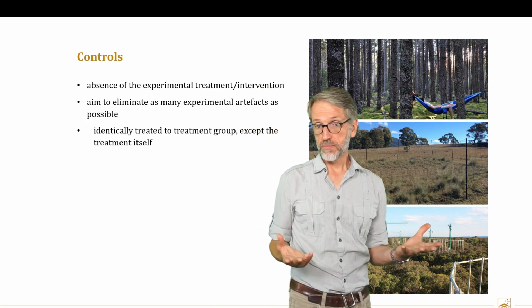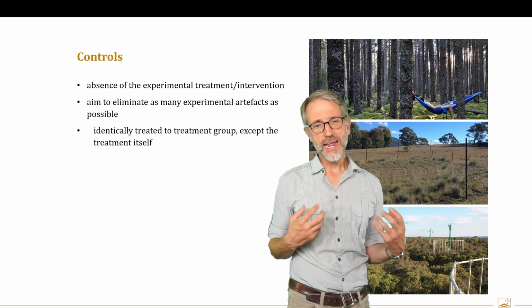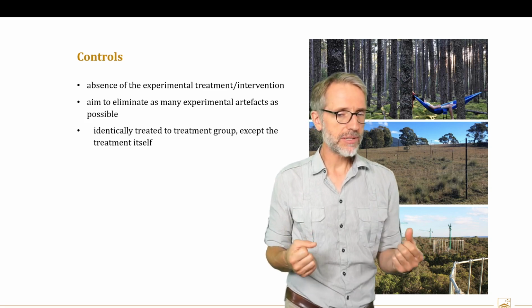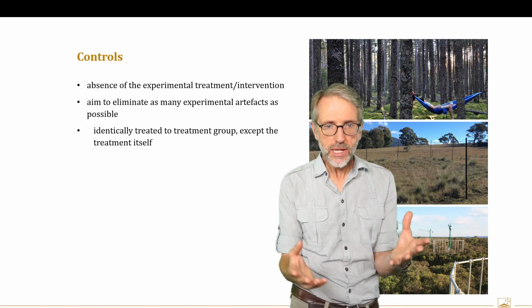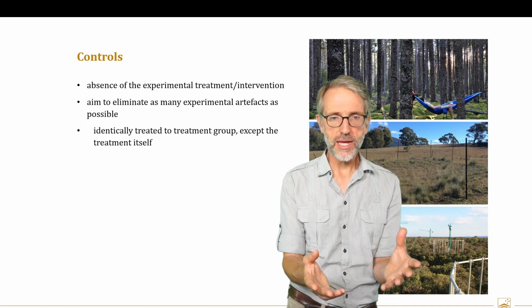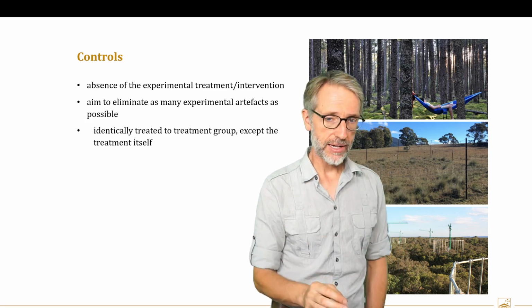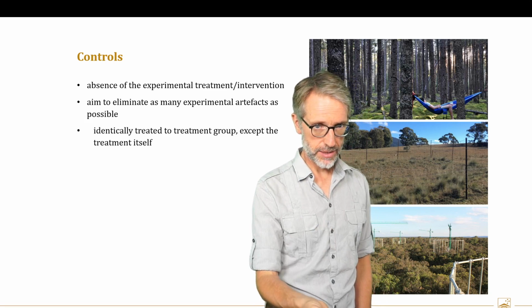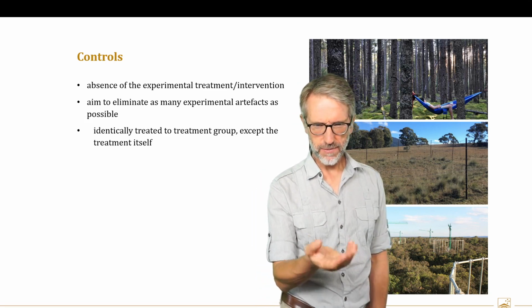Remember, as you probably are already aware, that what we're trying to do is eliminate anything that is an experimental artifact. Not just see what a plant or anything else can do in the absence of the treatment. We need to eliminate the artifact of applying the experimental treatment, not just the treatment itself. So what does that mean?